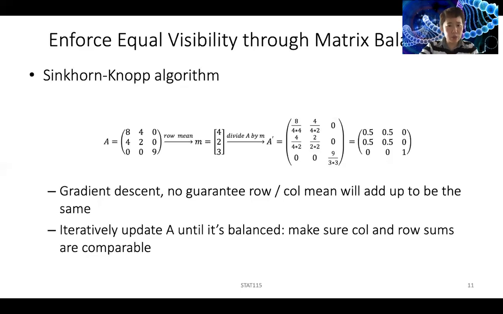Another question is, wouldn't we want the row sum to be normalized by the sequencing depths?